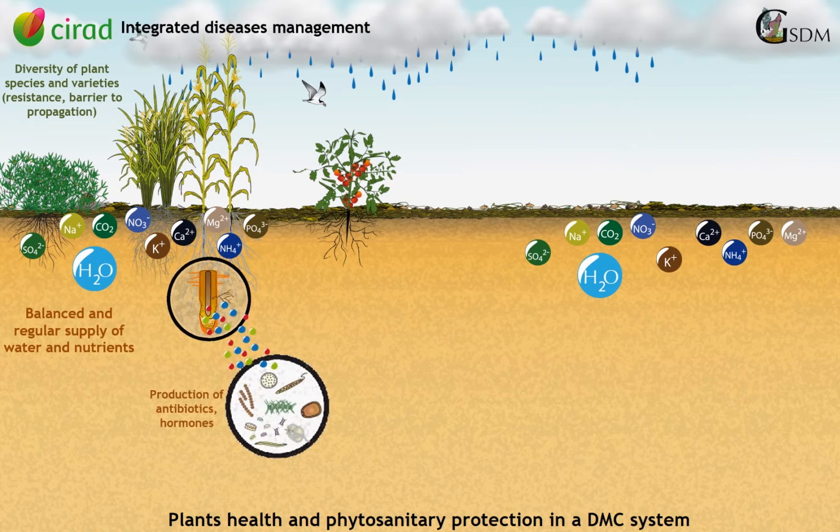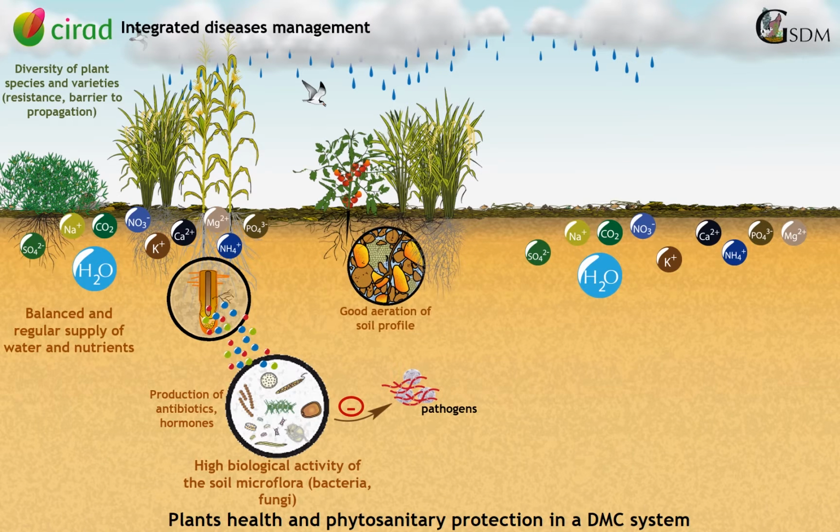Organisms of the microbial community release a wide range of antibiotics and hormones in the plant's environment that strengthen their natural defense mechanisms. The abundance and activity of beneficial organisms limits the growth of pathogens, therefore reducing the incidence of diseases.